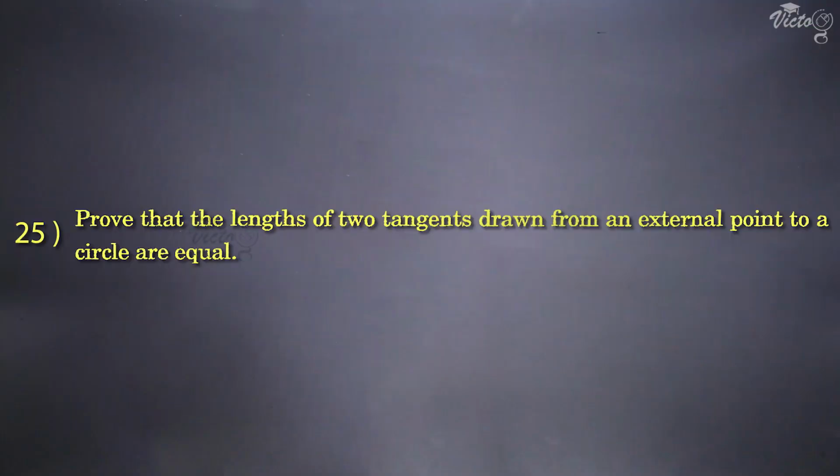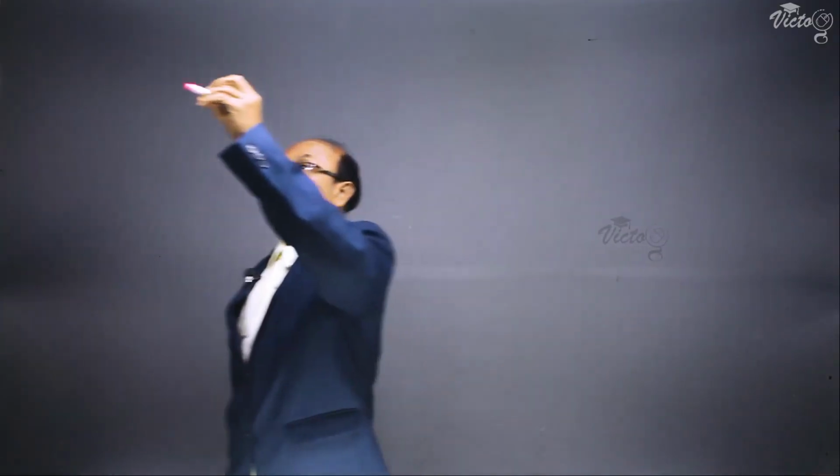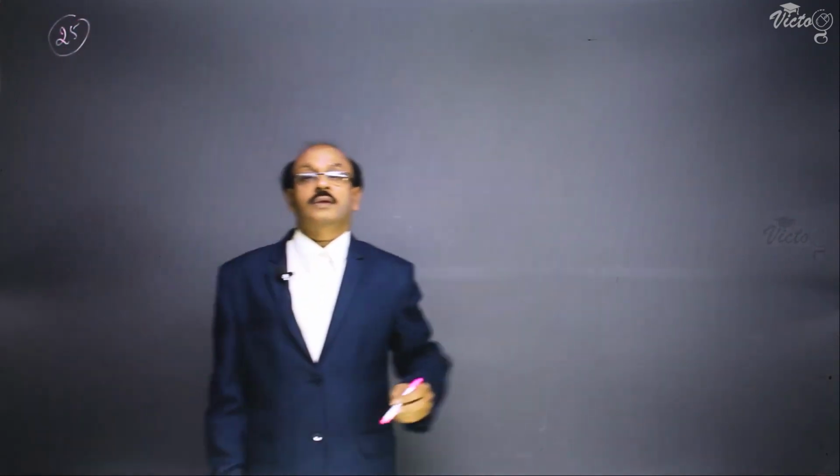Next is question number 25. Prove that the lengths of two tangents drawn from an external point to a circle are equal. Next is question number 25, which is a theorem. We have to prove the theorem that the length of the tangents drawn from an external point to a circle are equal. We have to prove this.